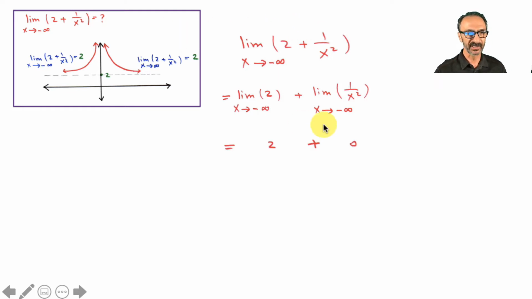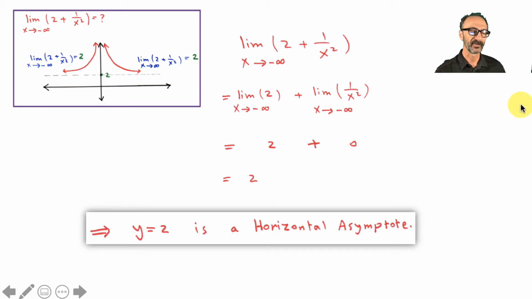The first one is not going to go anywhere. 2 is going to stay 2. This is going to go to 0. So the answer is 2 plus 0, which is 2. And that shows that this line is your horizontal asymptote. So y equals 2 is our horizontal asymptote.